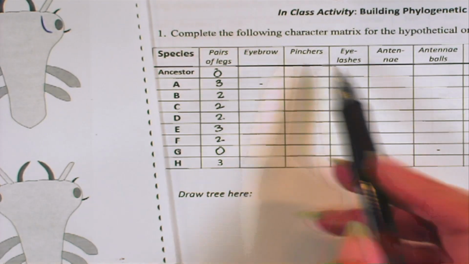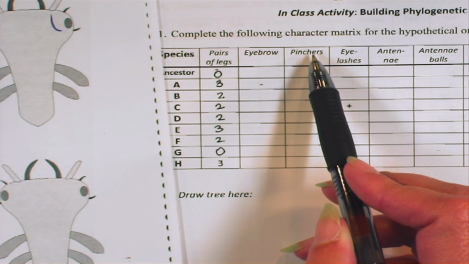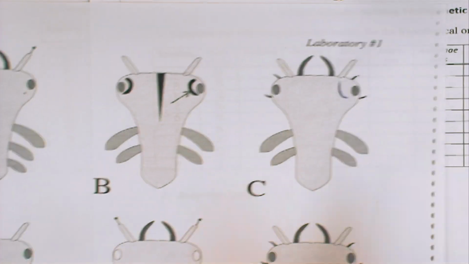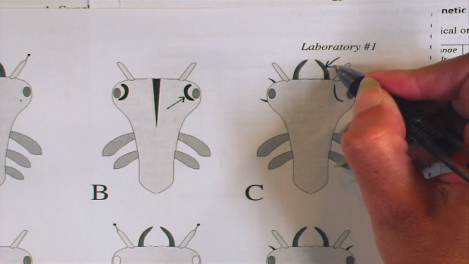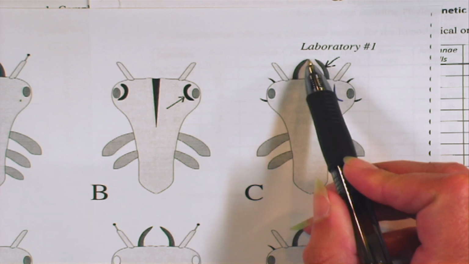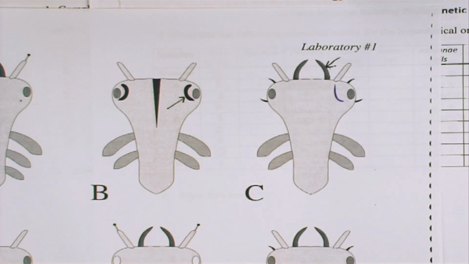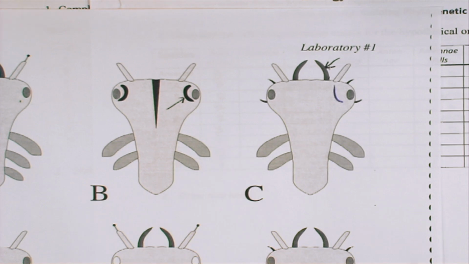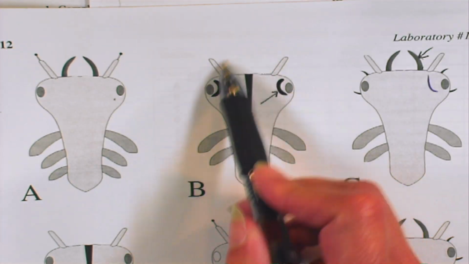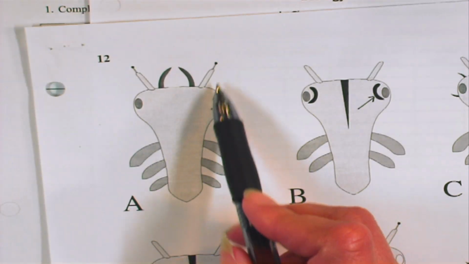Going back over, the next one is going to be pinchers. The pinchers are going to be these guys right up here. If you see the pinchers that are kind of coming off the mouthpiece, we would say yes, they have pinchers, where for example, B does not have pinchers. A has pinchers.